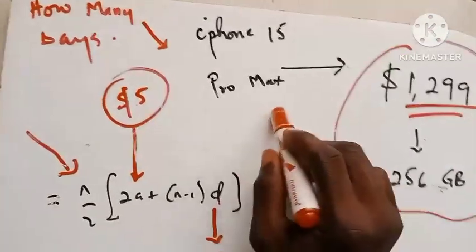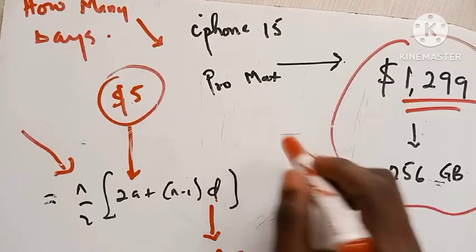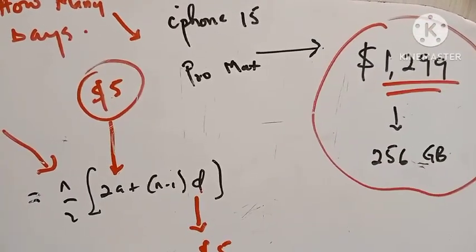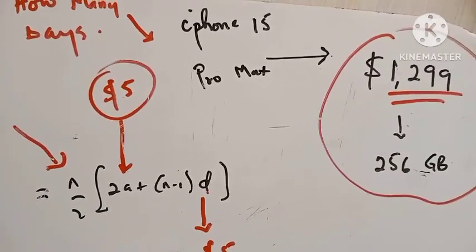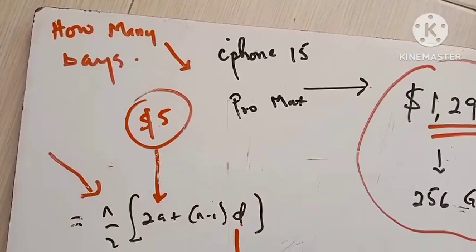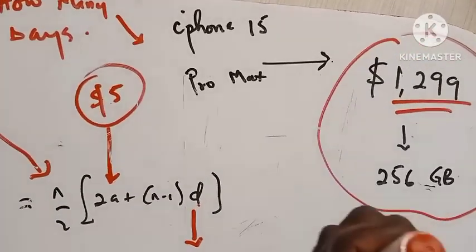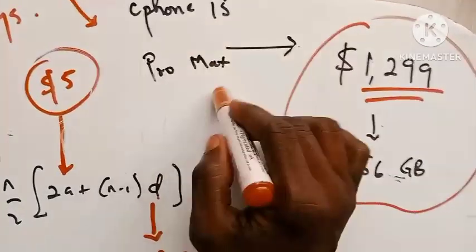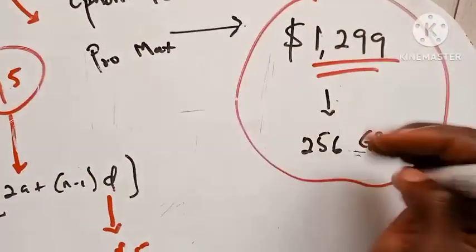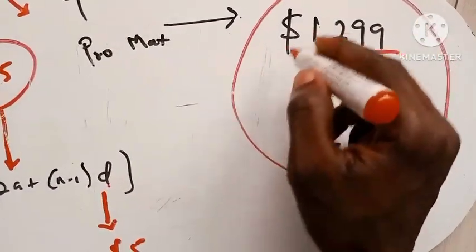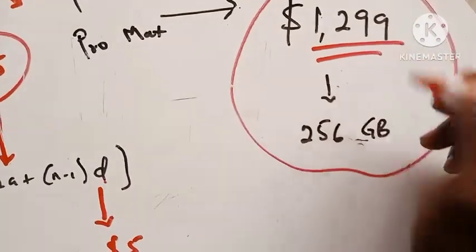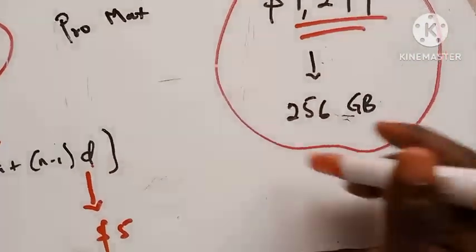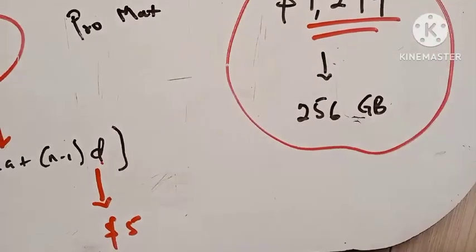iPhone 15 Pro Max will soon be in the market by the Apple company, at the time of making this video. So this is the information that we have on the price of the iPhone 15 Pro Max for people living in the USA. For people living in the USA, that is $1,299 for 256 gigabytes.